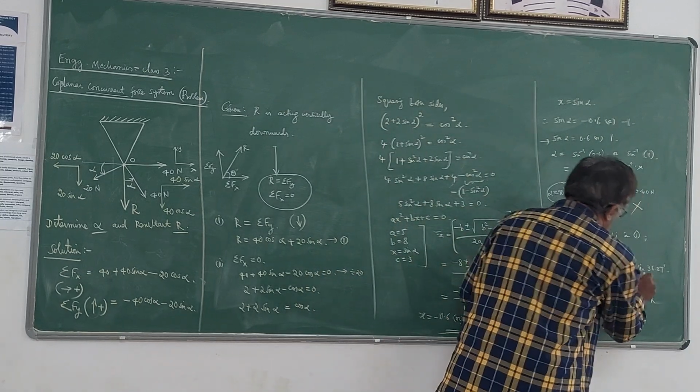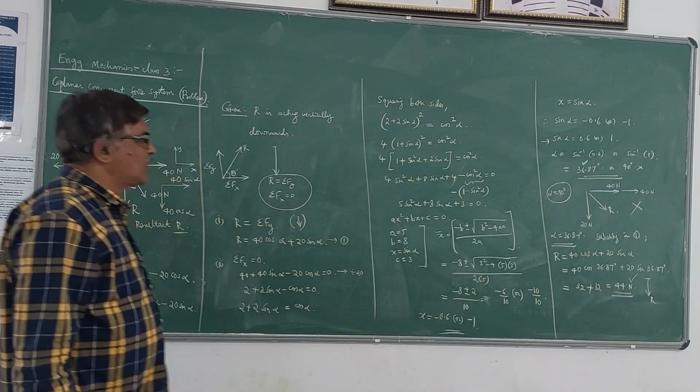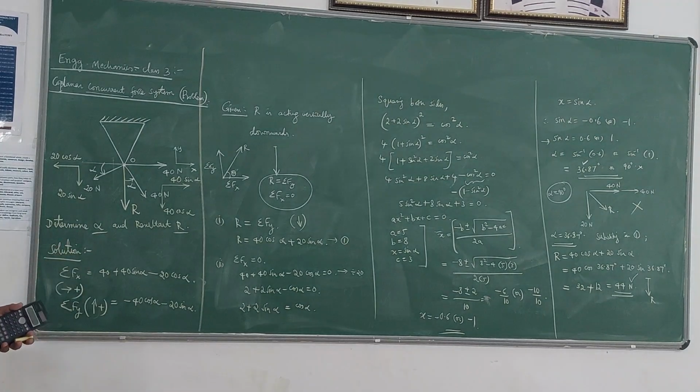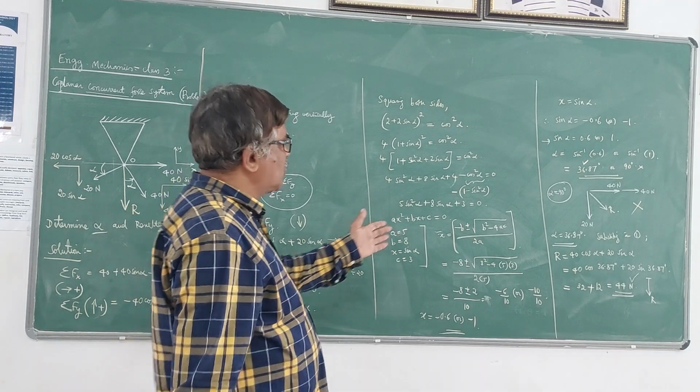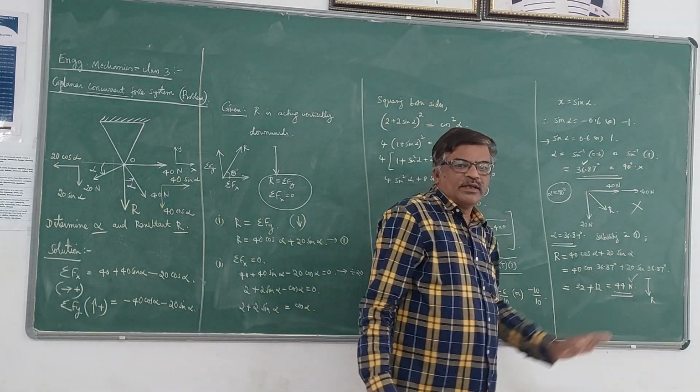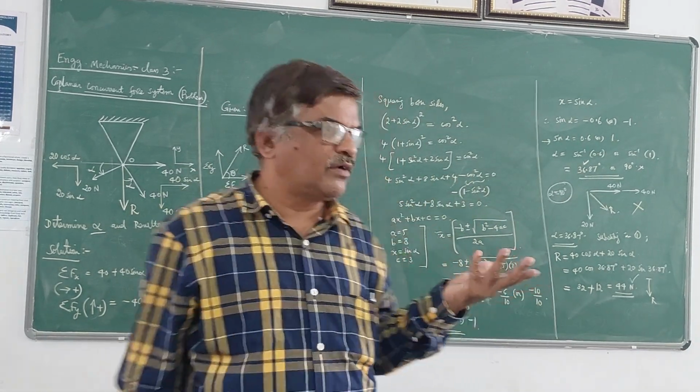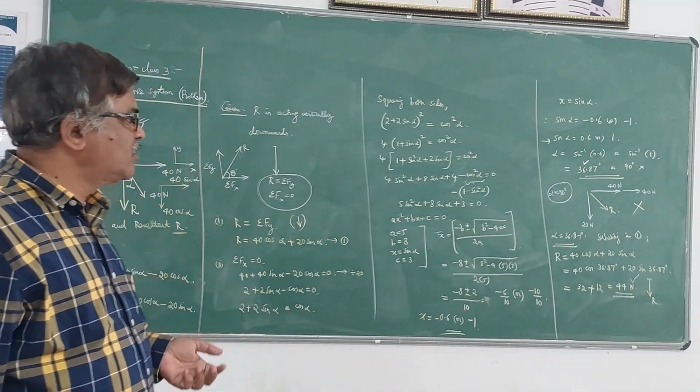So that means in this problem we have got two values for alpha because we got a quadratic equation in sin alpha, but out of that only one value of alpha is valid. For that value of alpha we have to get the value of R.